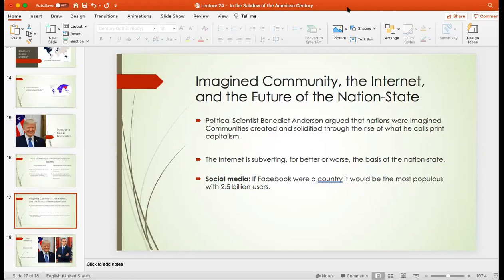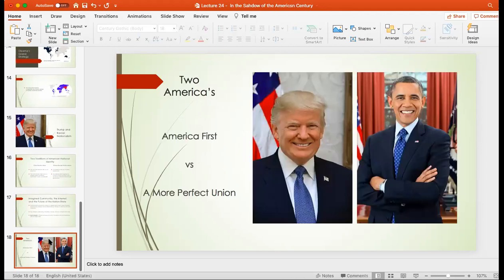Now, the other large question, if we look at the future of the United States, is which one will triumph? America first or a more perfect union? Now, on the one hand, I'm obviously oversimplifying this. It's more complicated than this.